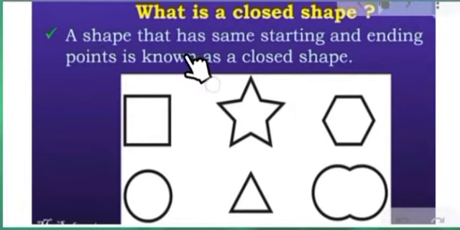A shape that has the same starting and ending points is known as a closed shape. The same shapes can be drawn like this. So here we can't find out where you started the point and where you ended. You can draw the square. It may be the starting point. We can draw like this, or this may be the starting point. So here all the starting and ending points are the same. So this is called a closed shape.